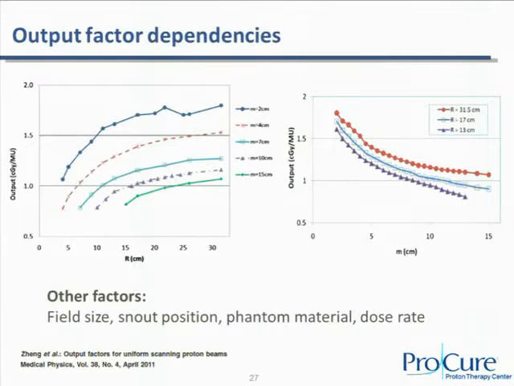Now, there are other factors, and there are posters about that. I would encourage you to review them from our group in Oklahoma City: field size, snout position as well, phantom material itself, and dose rate. If you want to study all of that in modeling, it's actually not easy. It's very complicated, but that's why we have to do measurements for every patient. Now, we got to the point where we don't do it for prostates, but for everything else we're still collecting data, and eventually we'll model all of it.